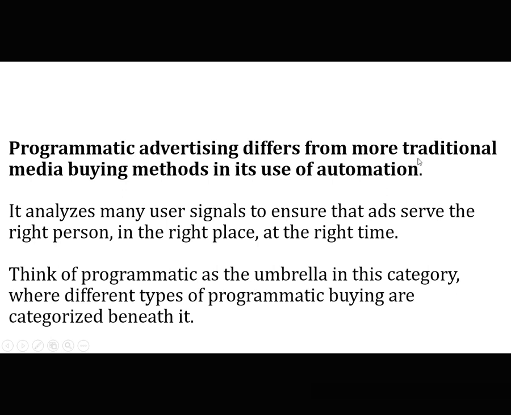Programmatic advertising differs from more traditional media buying methods in its use of automation. It analyzes many user signals to ensure that ads serve the right person in the right place at the right time. Think of programmatic as the umbrella in this category, where different types of programmatic buying are categorized beneath it.